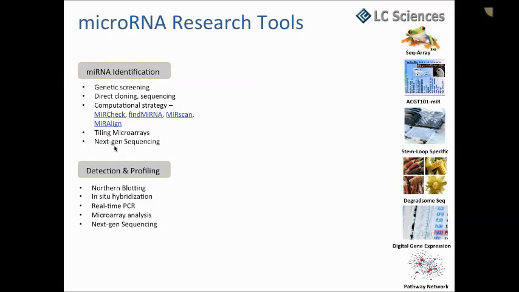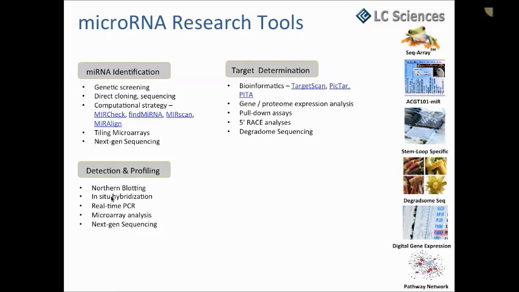Then once you've discovered the microRNAs, and if you're working with well-characterized species, the first part probably doesn't really apply to you, but the second part now, when it comes to detection and the profiling of your microRNA content, of course an old-fashioned method is northern blotting. Then you could do in situ hybridization, real-time PCR.